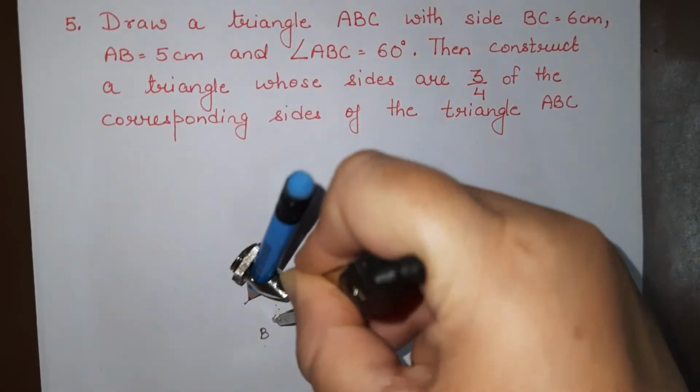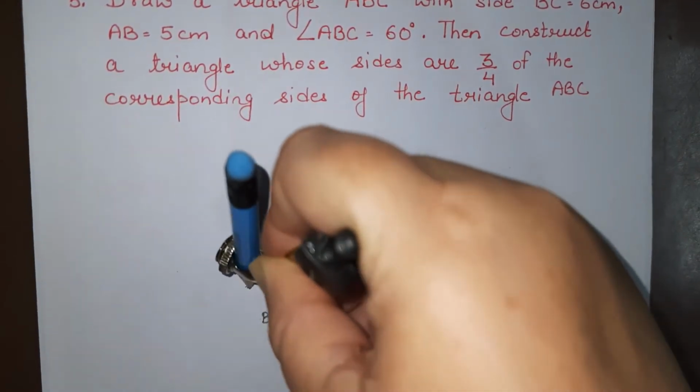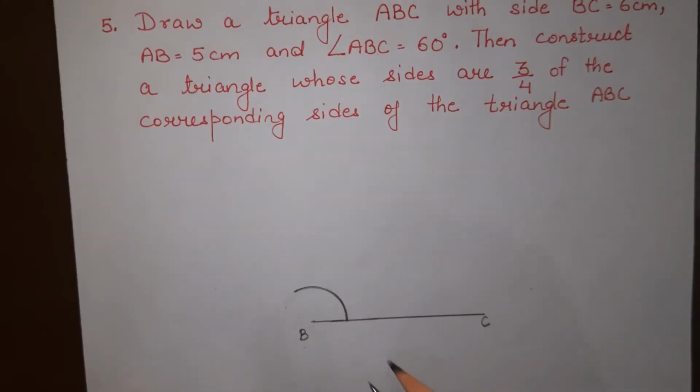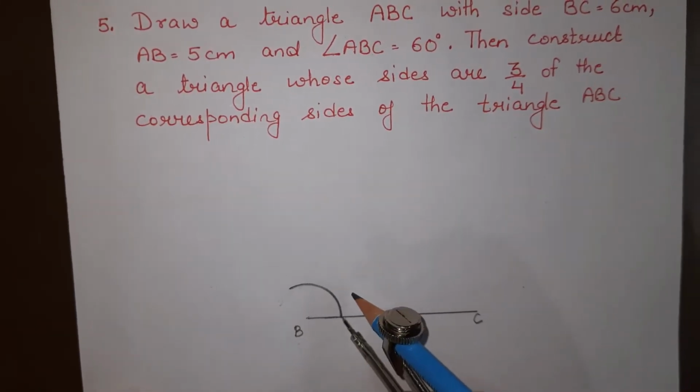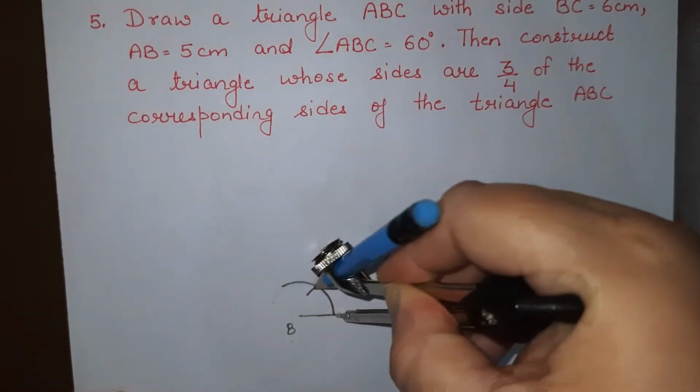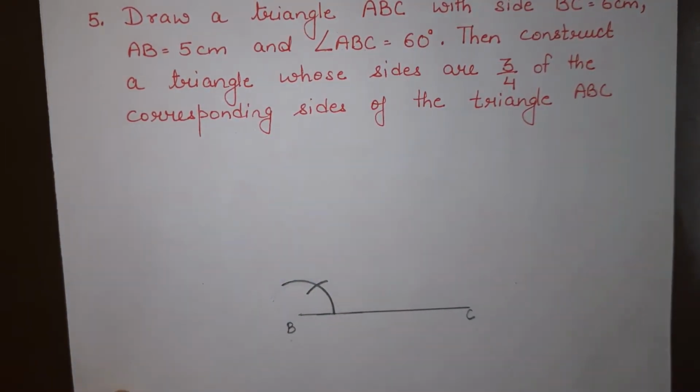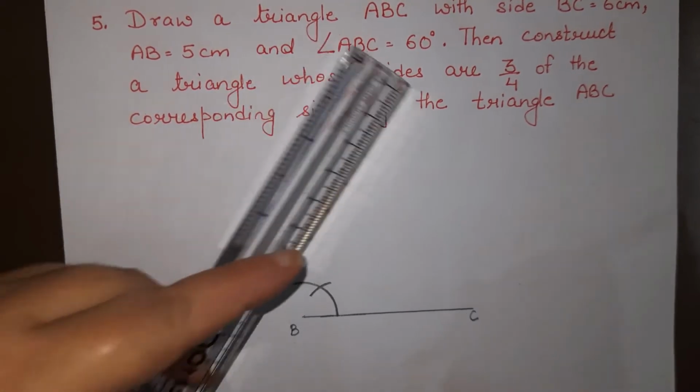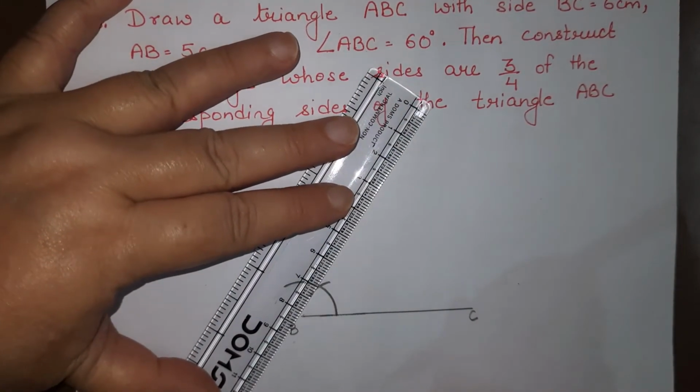To construct an angle of 60 degrees, we mark an arc like this, and with the same radius we draw an arc like this. So this is an angle of 60 degrees at B.